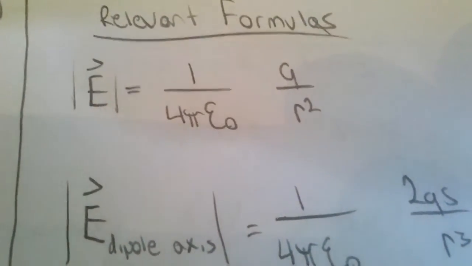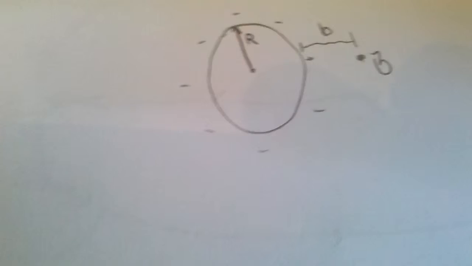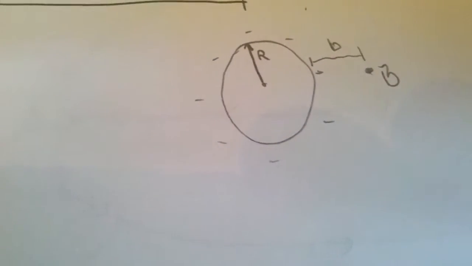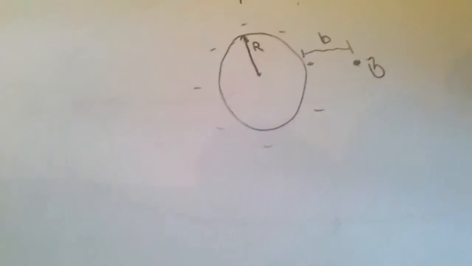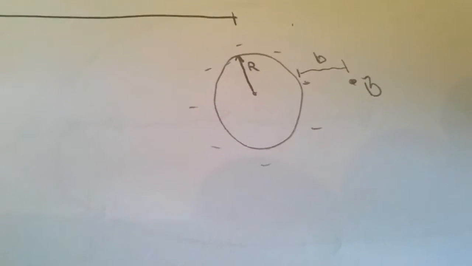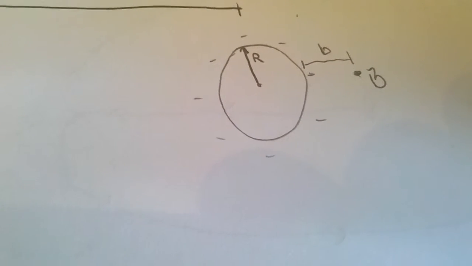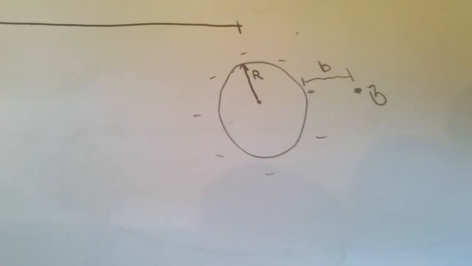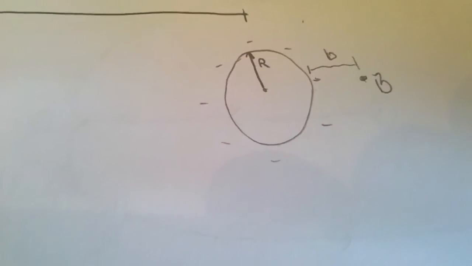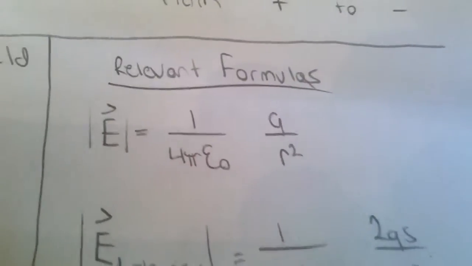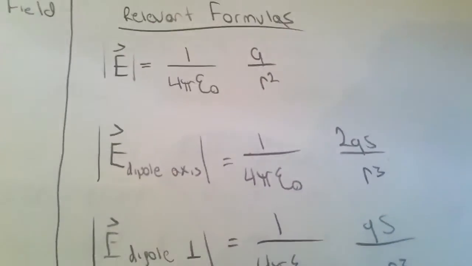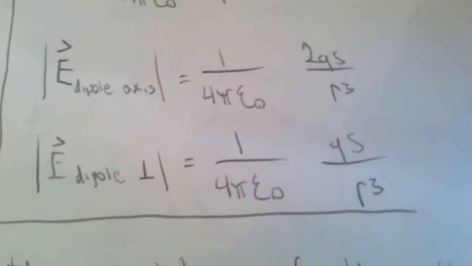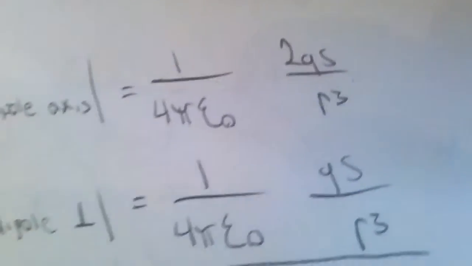The first one is the electric field for a point charge, and we can remember that since this plastic shell has charge negative Q, and the point B, which we're calculating the electric field at, is outside the shell, it can be simplified to be considered a point charge at the center of the sphere. So this is the formula for that. The next one is for the electric field of a dipole where the point we're calculating is on the axis, and the next one is for a point that's perpendicular to the axis. So using these formulas, we'll calculate the x and y components of the electric field.